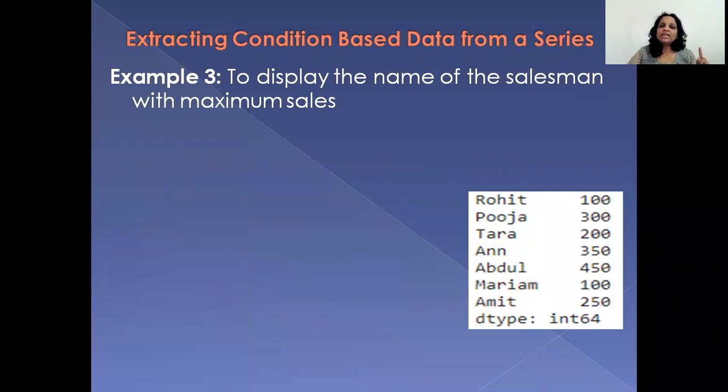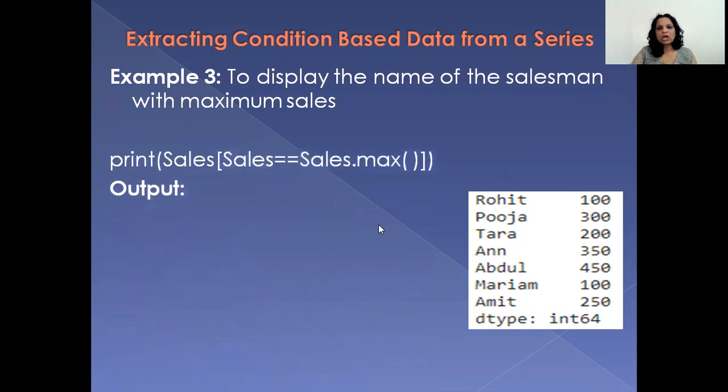Now I say to display the name of the salesman with maximum sales. So I want somebody with the maximum sales. To find the maximum sales, we learned in our previous videos on statistical functions a function called max. I'm going to be making use of that. Just pay attention to how I have used it, and it's very easy to understand. This part would go find in the series which is the maximum sales. Here the maximum sales is 450. So this evaluates to 450, correct?